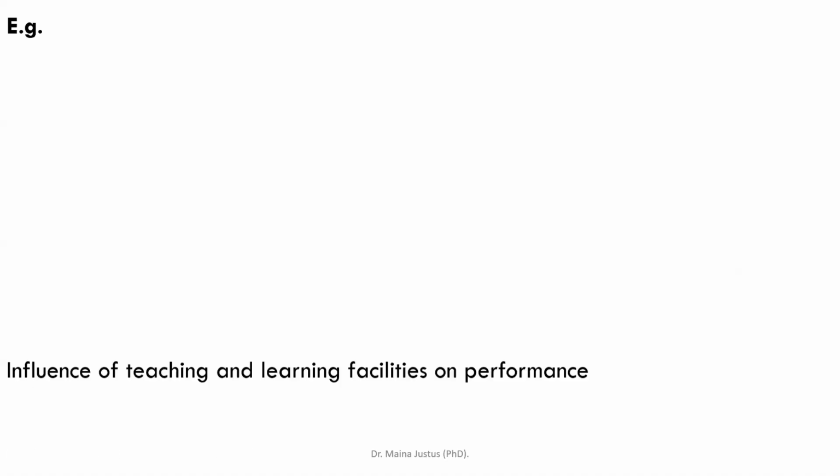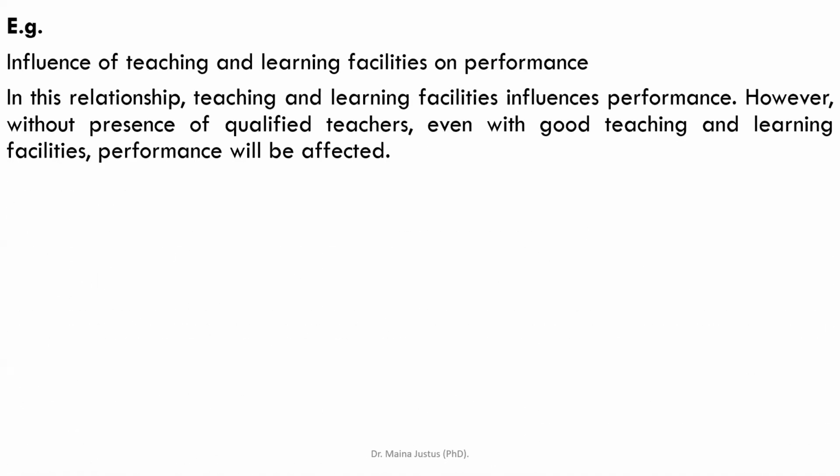For example, if we are talking about teaching, and we talk about a moderator being the teacher's qualification, even if you have good facilities and you have poorly trained teachers, you might end up having poor performance. You see, it is affecting, despite having good facilities. So this teacher's qualification modifies this relationship.